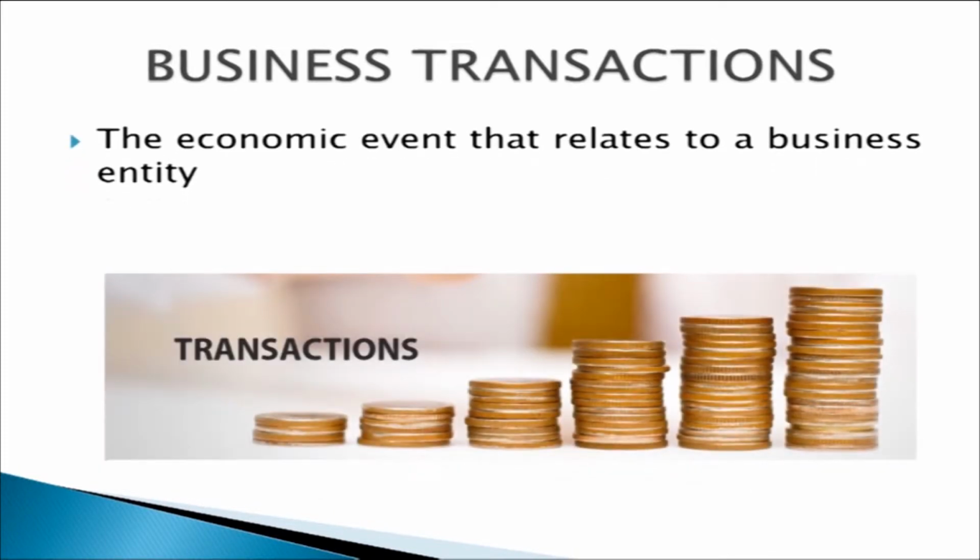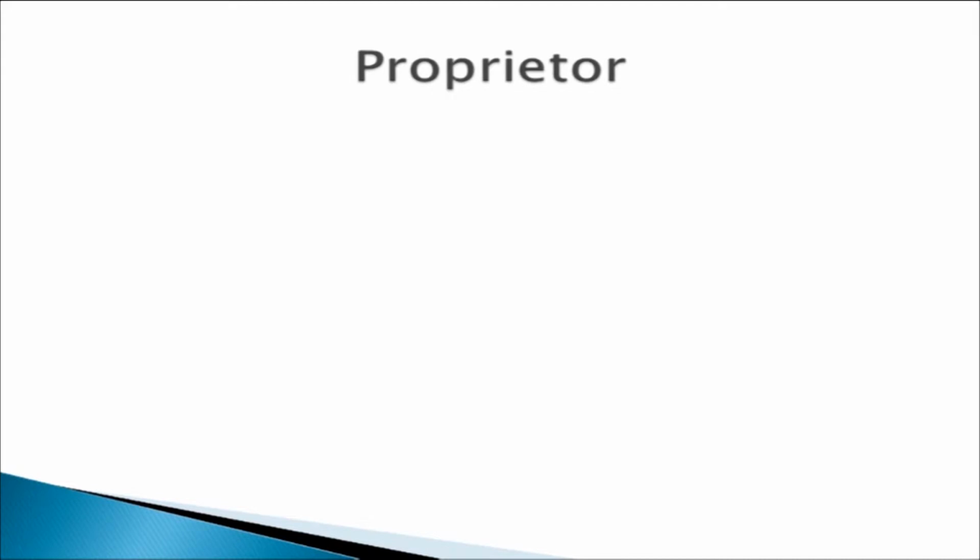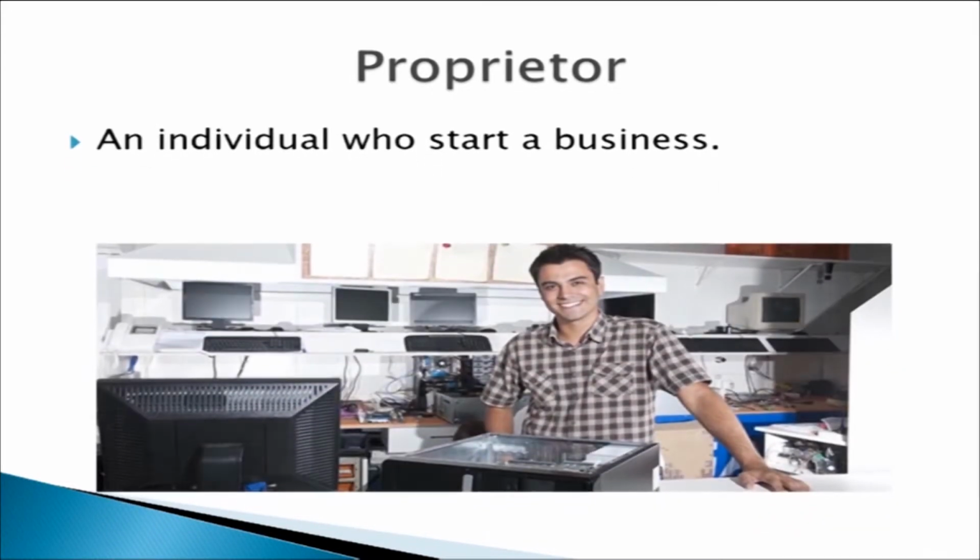The economic event that relates to a business entity is called a business transaction. For example, sale, purchase, cash paid, cash received, assets purchased, etc. Next term is proprietor. An individual or group of persons who undertake the risk and invest funds into the business as capital to start a business is known as proprietor.